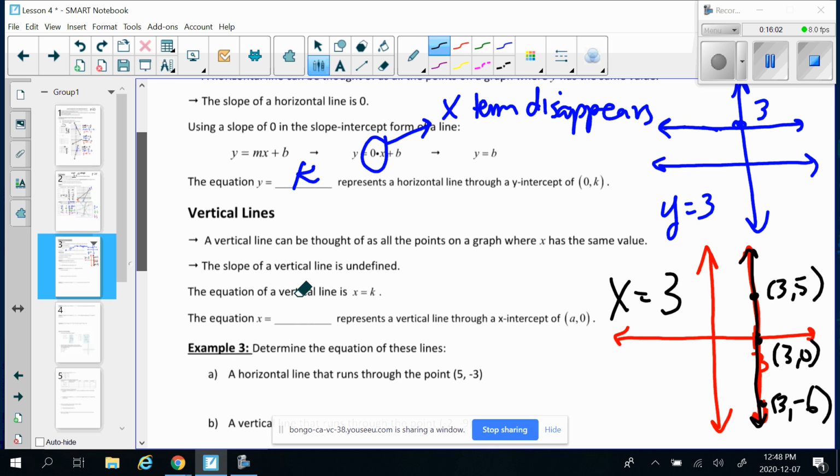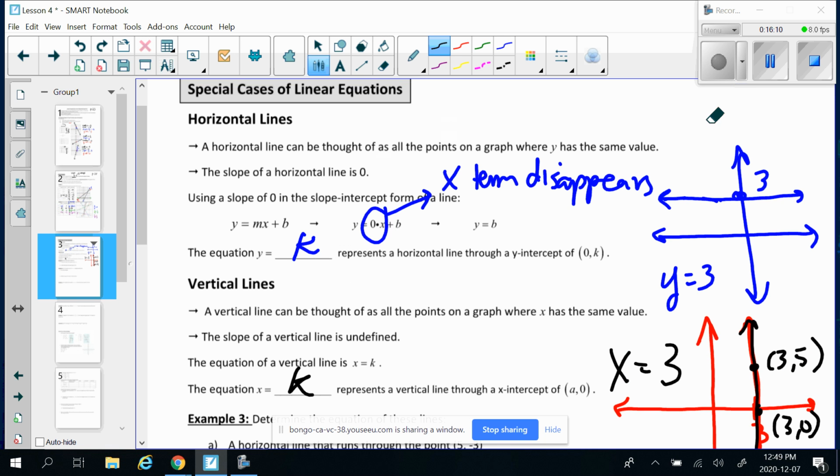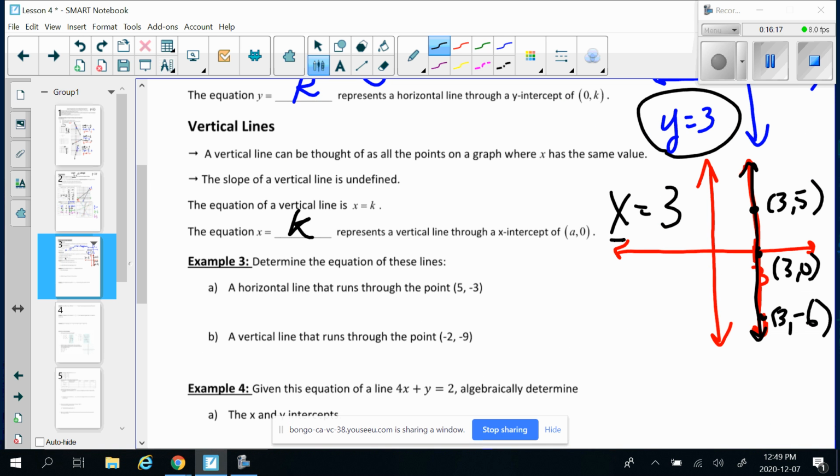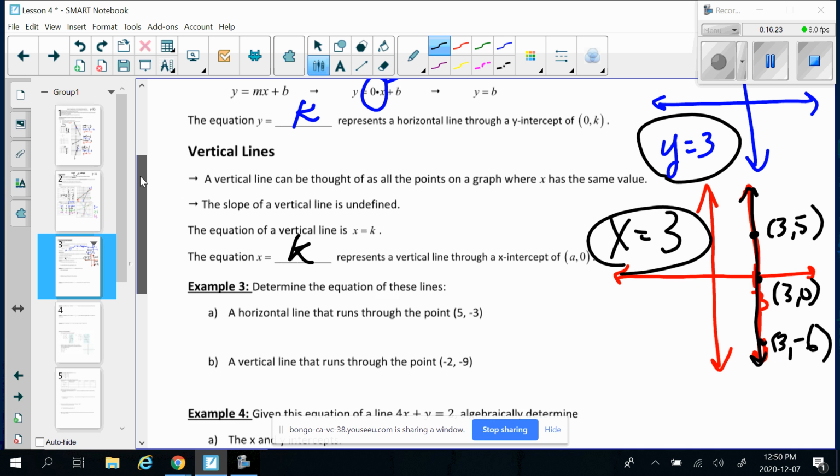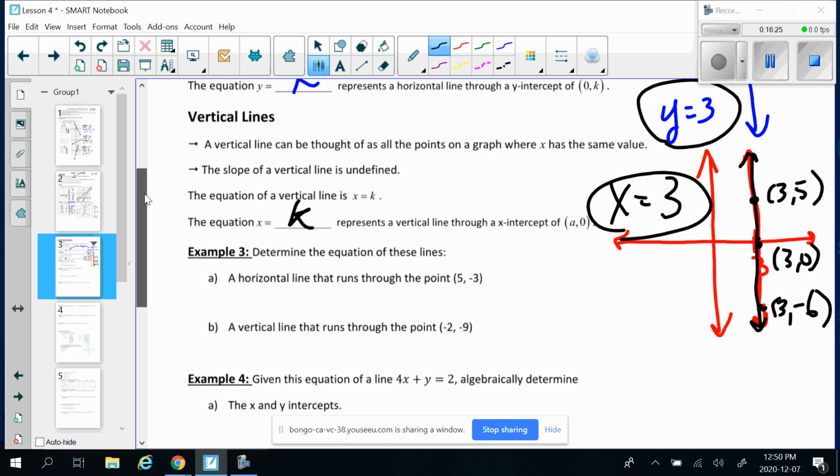So the equation x equals k represents a vertical line through a, 0. So the special cases are that if you have a horizontal line, it's going to say y equals something. And if you have a vertical line, it's going to just be x equals something. So we have these special equations that look very simple, and they are for vertical and horizontal lines.